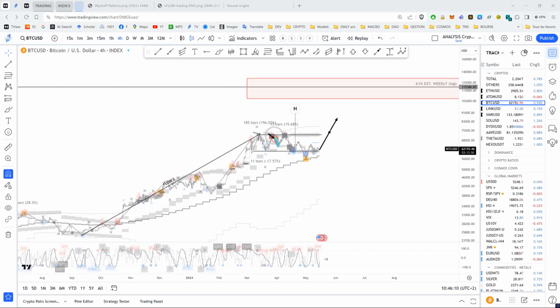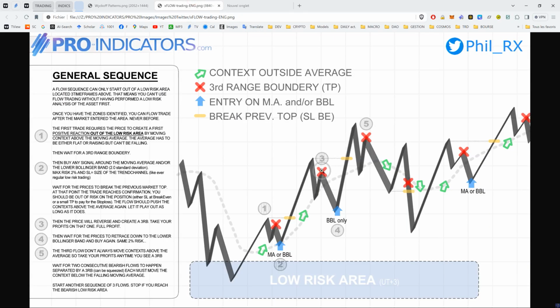Remember, we had the third range boundary, so if you've traded the second flow, you got out of here already. And from now on, you are waiting for one and only one thing. Following the second flow, you know what's next to come in your sequence. You need to get your third range boundary with your profit take, okay?